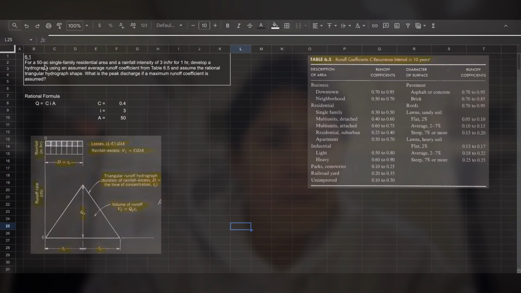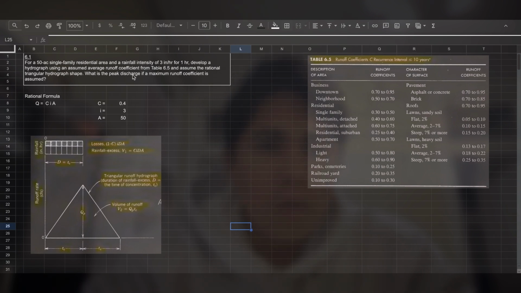6.1. For a 50-acre single-family residential area and a rainfall intensity of 3 inches per hour for 1 hour, develop a hydrograph using an assumed average runoff coefficient from table 6.5 and assume the rational triangular hydrograph shape. What is the peak discharge if a maximum runoff coefficient is assumed?